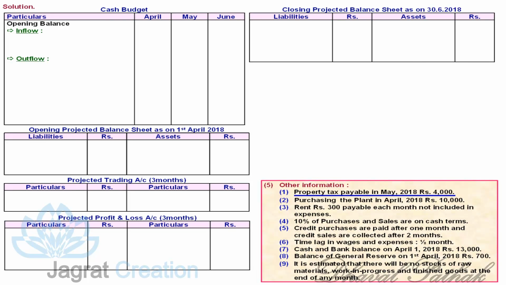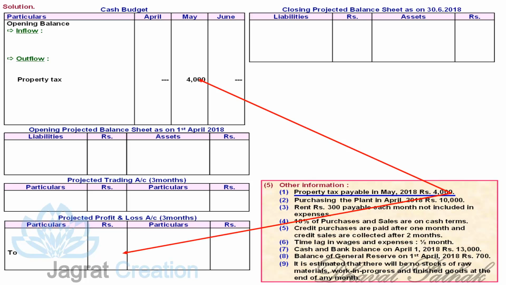Let us start with the information. The property tax payable in May is 4,000. So in May you are required to pay property tax. If you pay property tax, cash outflow occurs and this is an expense, so it is debited to profit and loss account.